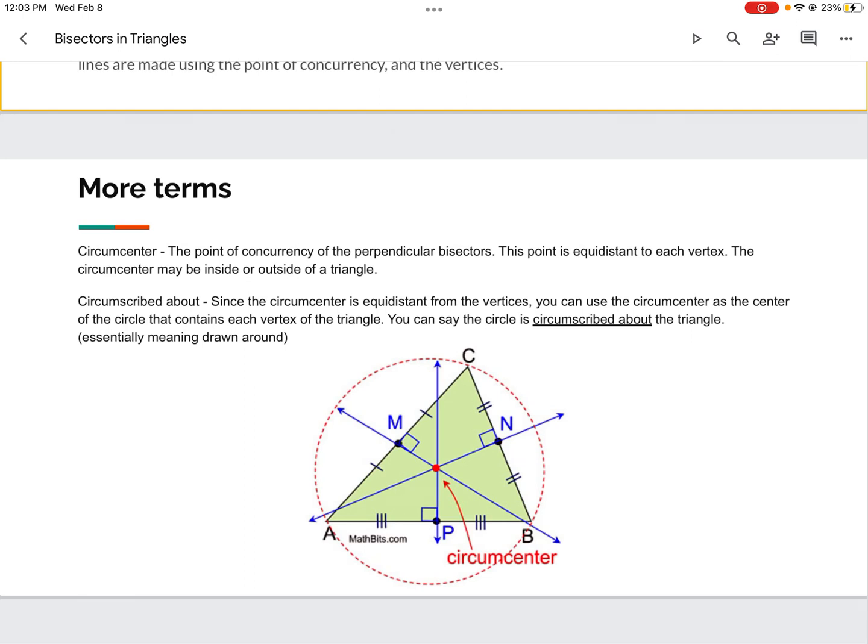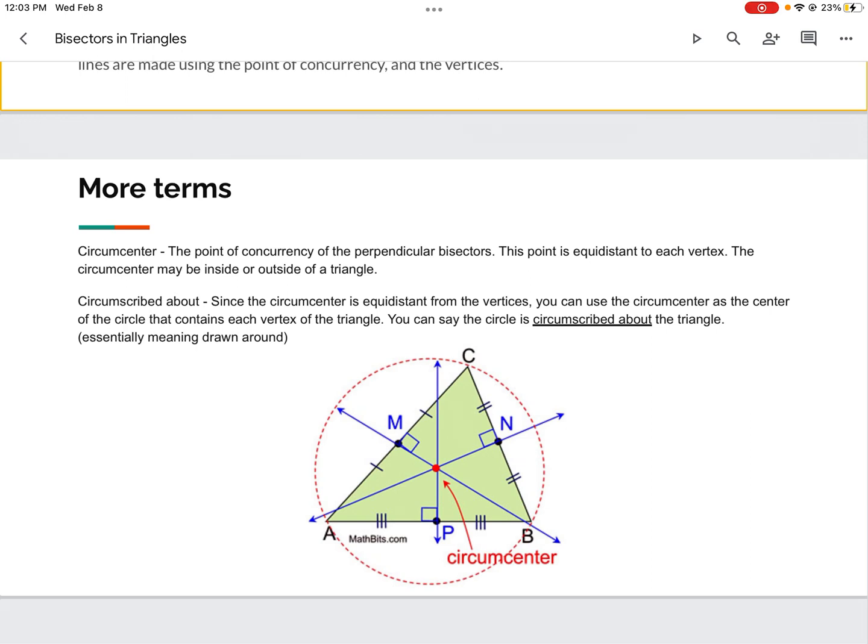This point is equidistant, so an equal distance, to each vertex, and the circumcenter may be inside or outside of a triangle. We're going to see a visual of that in the next slide, but let's keep on going.